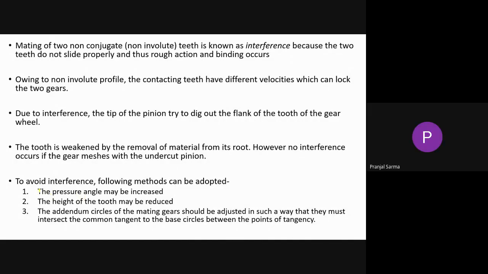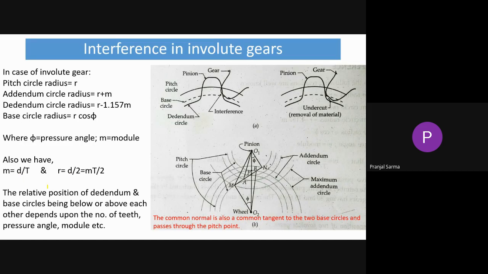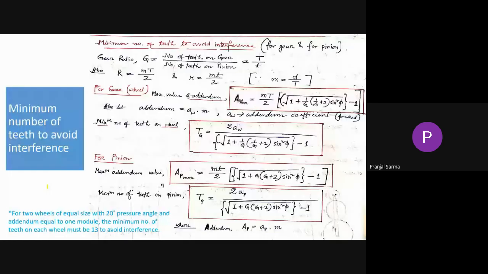Okay. So what we have seen, the interference problem we need to avoid, is really seen in case of which type of gear tooth profile? Involute gear tooth profile. Okay, not with cycloidal profile. So now, as I have said, there is a minimum number of teeth to avoid interference. There is a small derivation for that, and right now here I have given the final result.